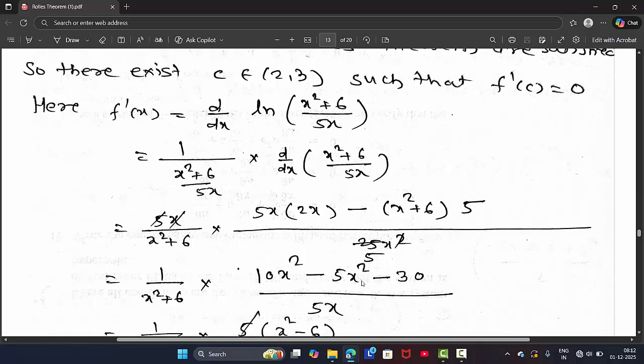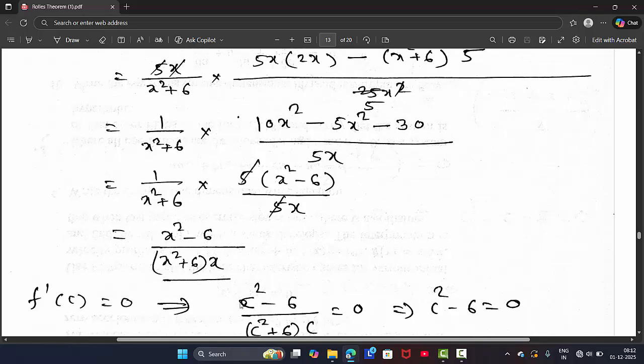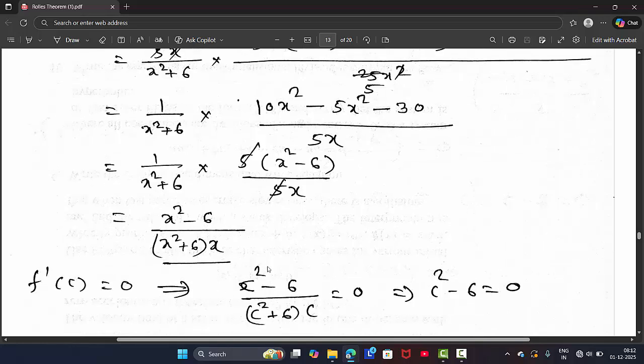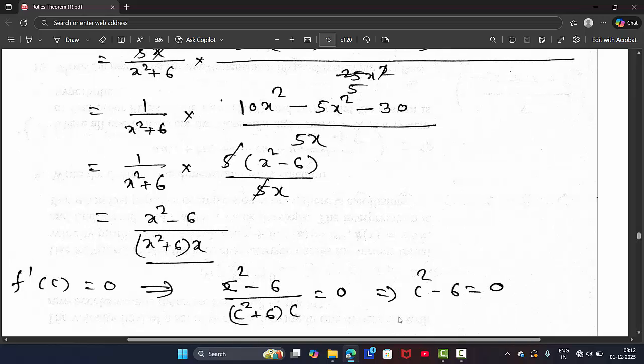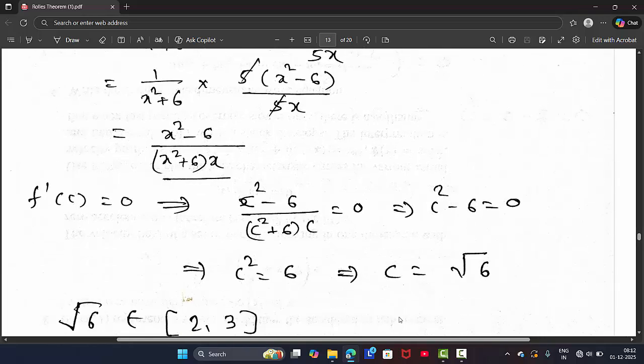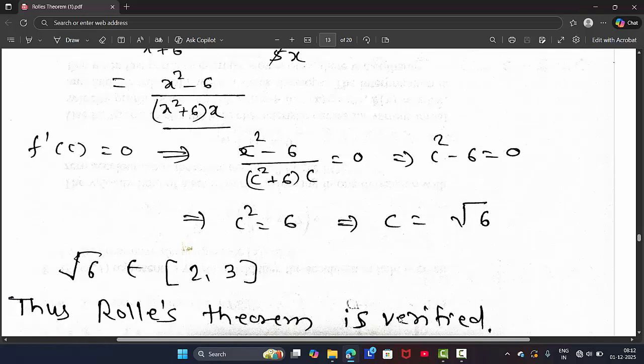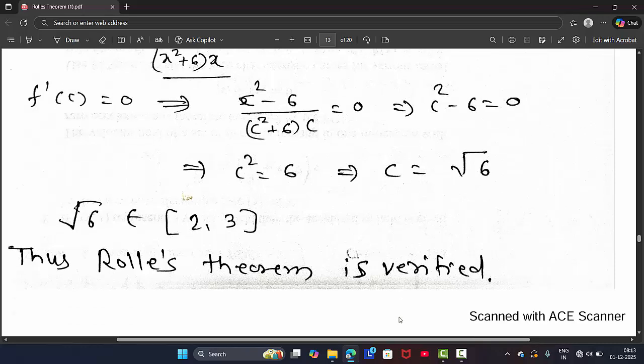By simplifying this term, we will get f dash x equal to x square minus 6 divided by x square plus 6 into x. F dash c equal to 0. This implies that c square minus 6 divided by c square plus 6 into c equal to 0, which implies that c square minus 6 equal to 0, and hence c equal to root 6, which belongs to 2 3, and thus Rolle's theorem is verified.